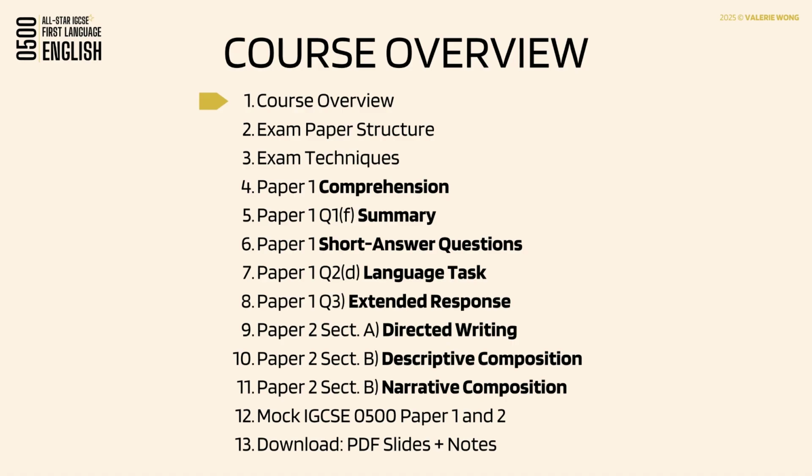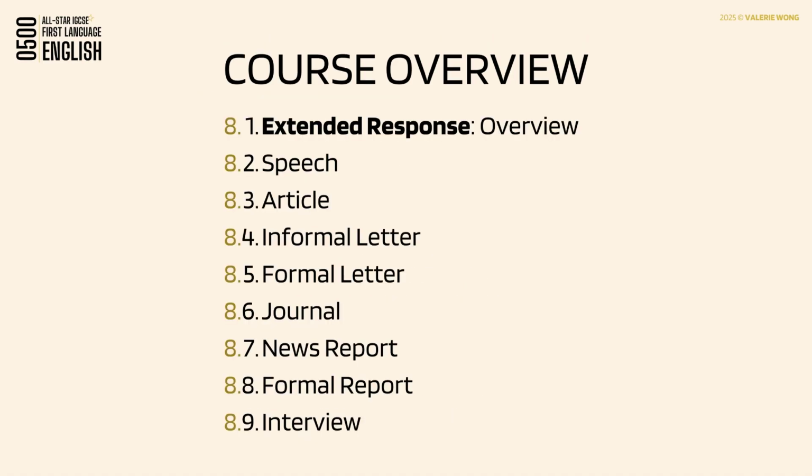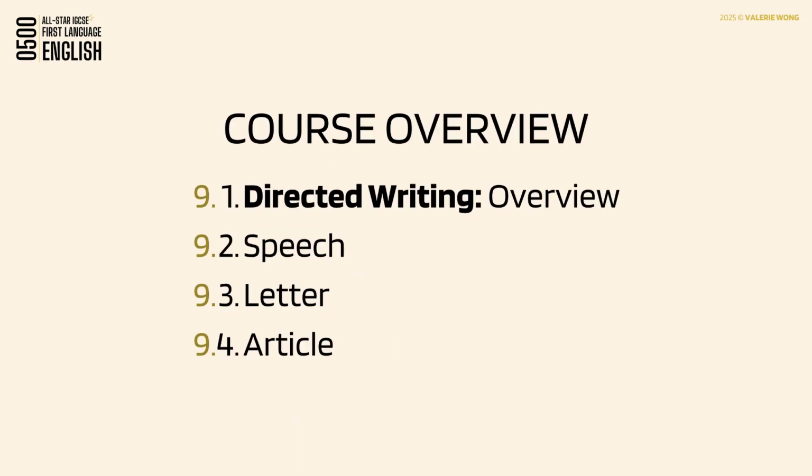Now we have paper 1 comprehension, question 1A to E. Then we have paper 1 question 1F summary writing. Then we have short answer questions, questions 2A to C, and then question 2D language task, also known as writer's effect. And then for extended response, question 3, we'll have an overview, and then we'll cover the major types of writing that you need to know for extended response: speech, article, informal letter, formal letter, journal, news report, formal report, and interview.